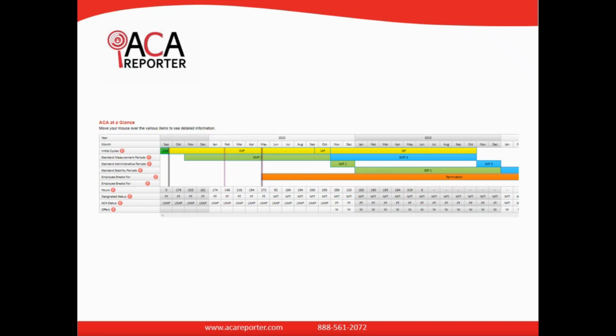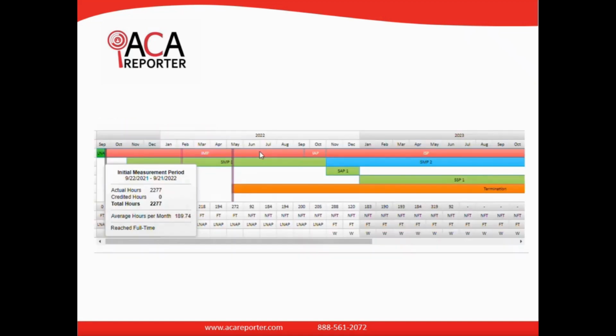And when you're looking at those, you're like, well, I can see where they were in an LNAP, and that's throughout the initial measurement period, they're in that LNAP. And then I see that they turned into an ACA full-time employee, even though our designated status is still not full-time. How did that occur?